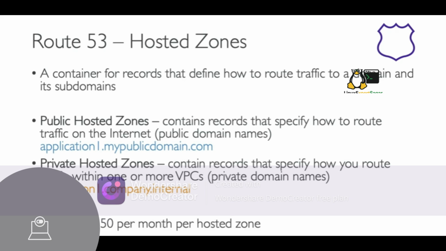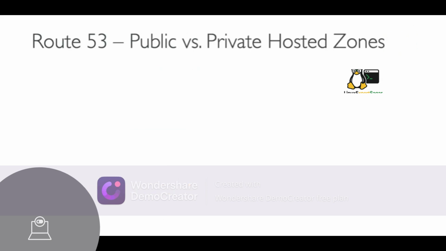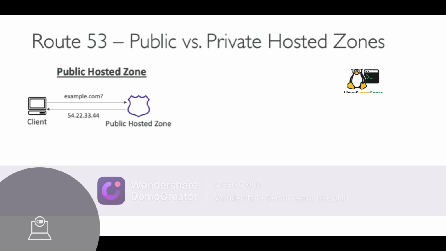For any hosted zone you create in AWS, you're going to pay 50 cents per month. So it is not free to use Route 53. And if you register a domain name, just like I will in the hands-on, this will cost you a minimum of $12 per year. So just so you know, this section is not free. Okay, so public versus private hosted zones, just to understand.